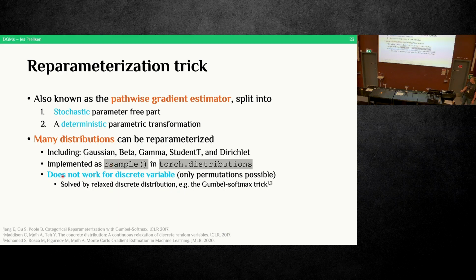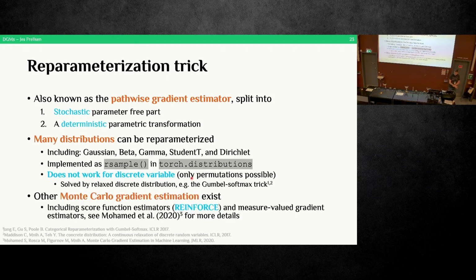It doesn't work for discrete variables, because with discrete variables, if you want to reparameterize them, you can only do permutations, but that's solved by using a relaxed discrete distribution, such as the Gumbel softmax trick. I just want to mention that in case you come across wanting to reparameterize discrete distributions.